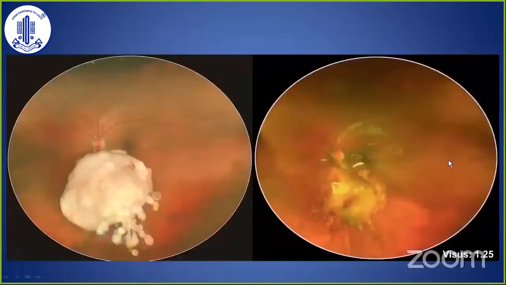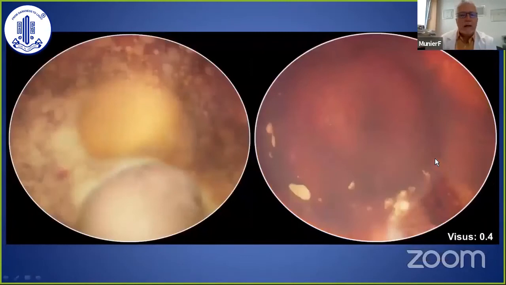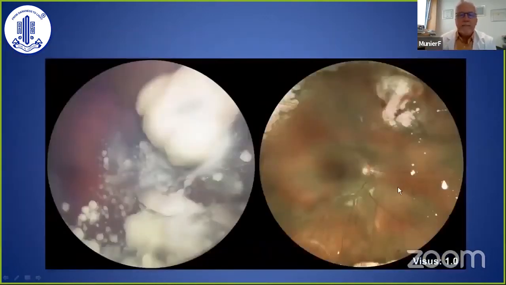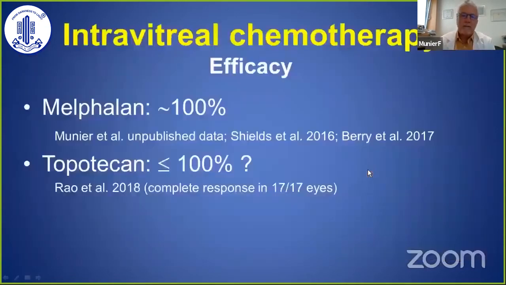So this is the type of result that we can obtain, of course, combining here, of course, also with intra-arterial. Here, a double cloud, a cloud under the hyaloid and a cloud in the vitreous. Final result, he had detachment at some point. We had to buckle the eye. These are other examples of success that we can reach with a combination of intravitreal and intra-arterial chemotherapy.